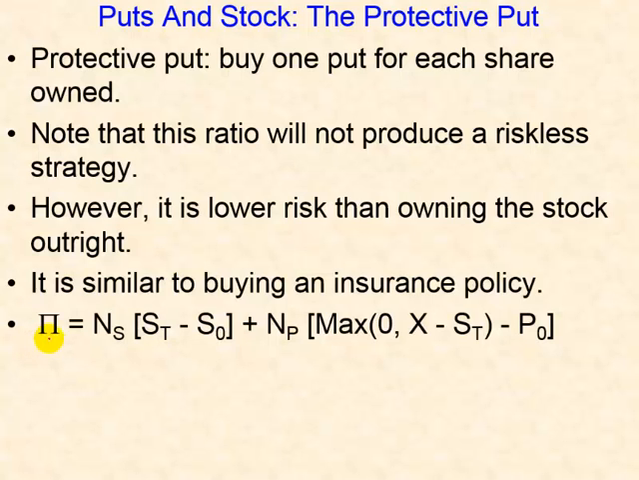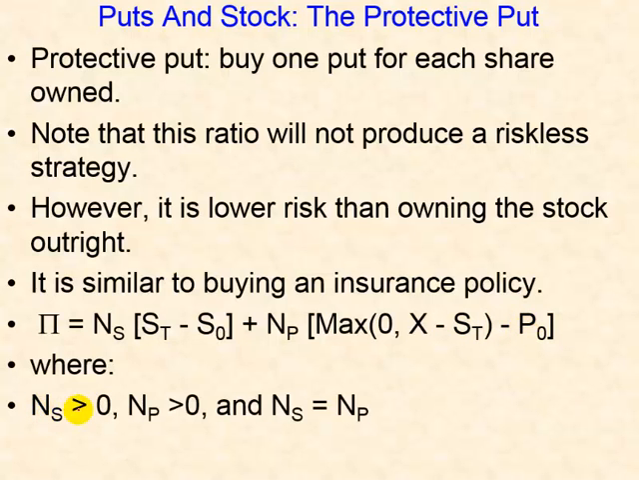Okay, let's look at our profit equation here. It says the profit is simply the number of shares we own times the change in the share price, the ending price minus the beginning price. We saw that equation before, simply the profit from buying a share of stock. Out here we're going to buy a put option. Because we're buying puts, N will be positive. We multiply that by the intrinsic value of the put at expiration minus the premium we paid to purchase the put.